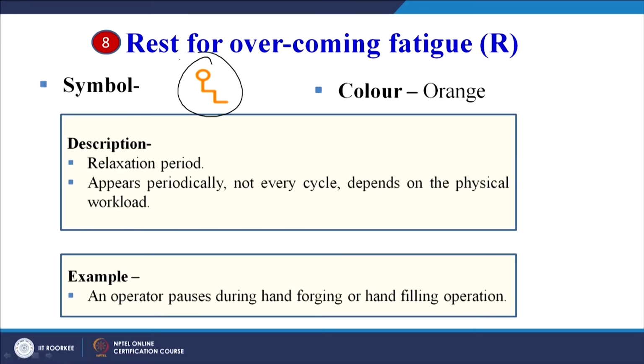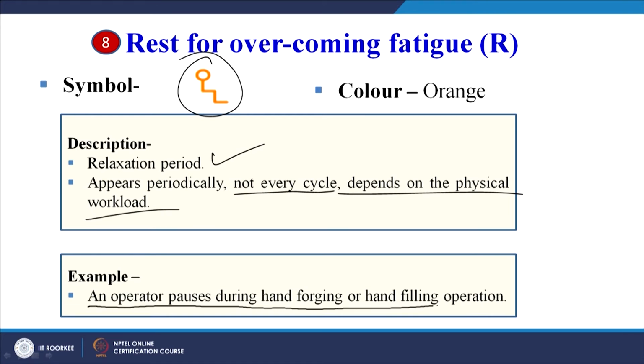Rest for overcoming fatigue, so this is a symbol. The relaxation period appears periodically, not every cycle; it depends on the physical workload. For example, an operator pauses during hand forging or hand filing operation. When the worker feels tired and takes some rest, the therblig symbol for rest or overcoming fatigue can be used in such a situation.